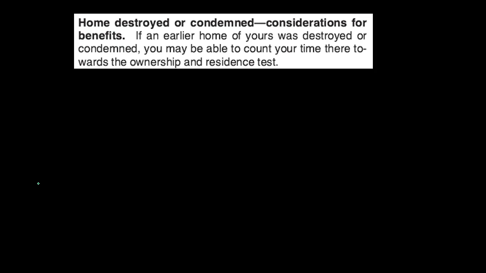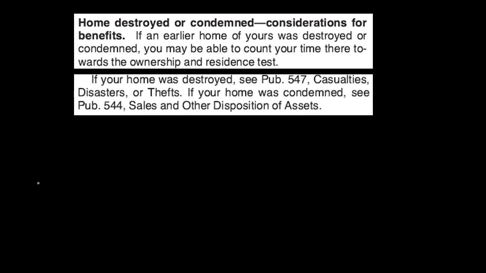Back to the text. Home destroyed or condemned, considerations for benefits. If an earlier home of yours was destroyed or condemned, you may be able to count your time there toward the ownership and residence test. If your home was destroyed, see Publication 547, Casualties, Disaster, or Theft. If your home was condemned, see Publication 544, Sales and Other Dispositions of Assets. So those are obviously going to be special kinds of circumstances. You can find these publications on the IRS website, irs.gov. Type in pub or publication 547 or 544, whichever applies to you.